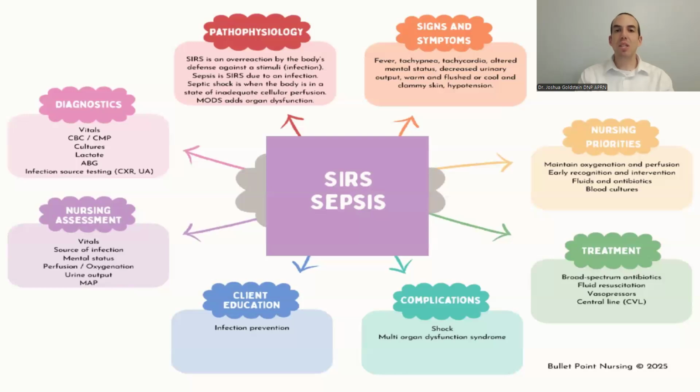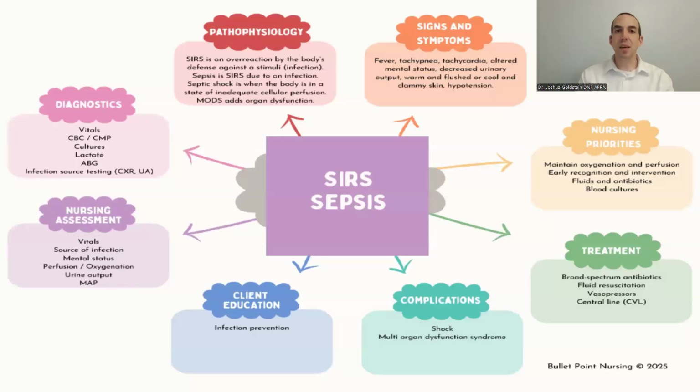Next, we're going to check an ABG, an arterial blood gas. That's going to tell us if the patient's heading into metabolic acidosis, which is very often related to shock. And finally, we're going to check for any infectious source, such as checking a chest x-ray for pneumonia, a urinalysis for a UTI, etc. Next, let's look at your nursing assessment.